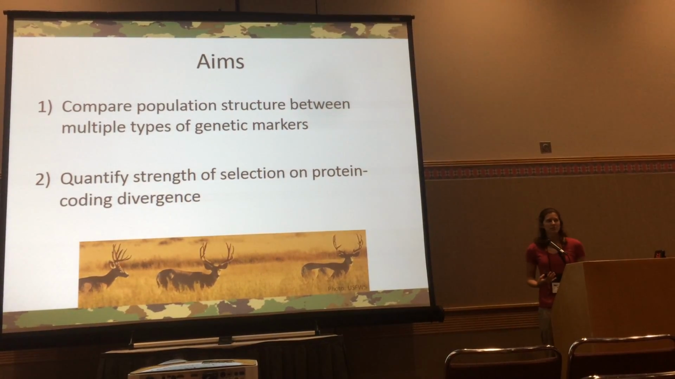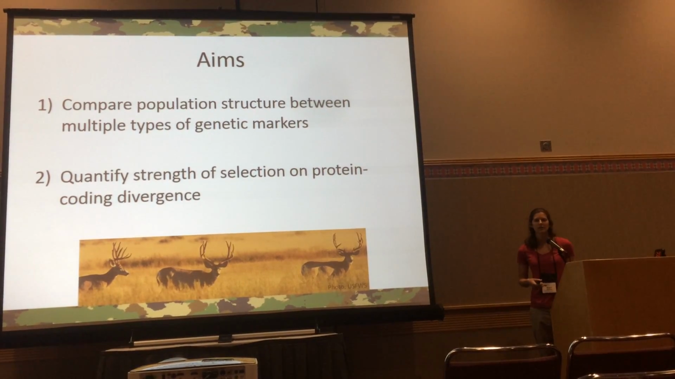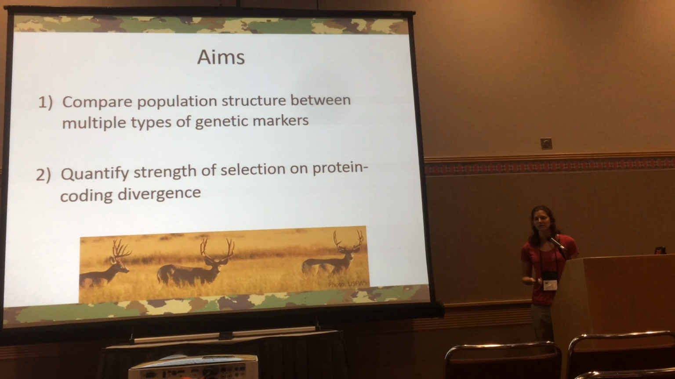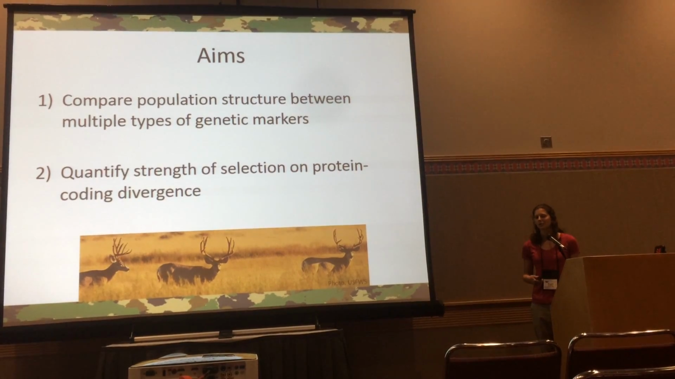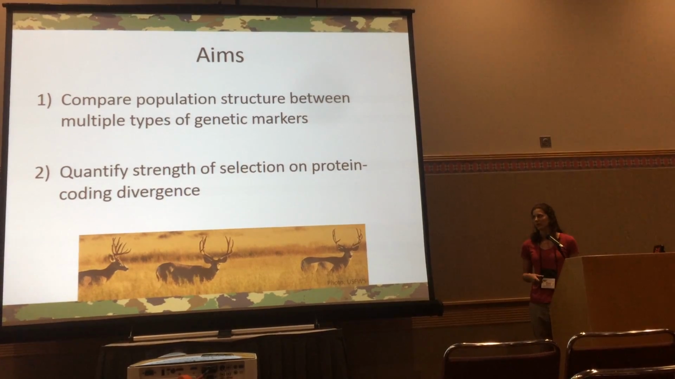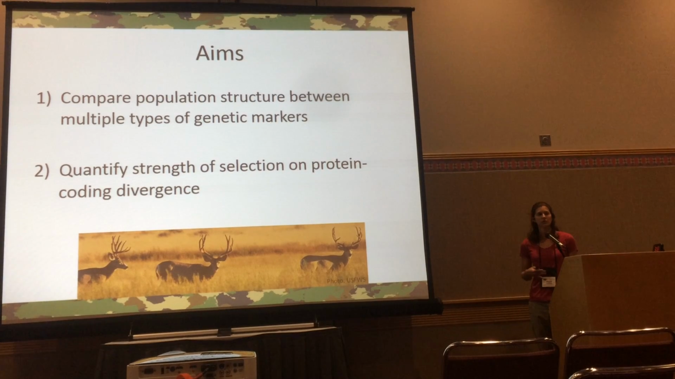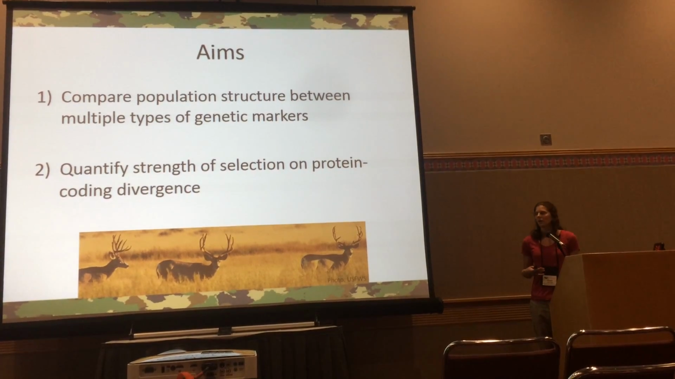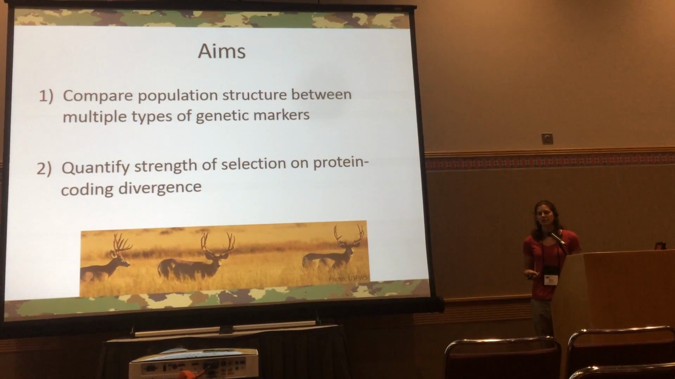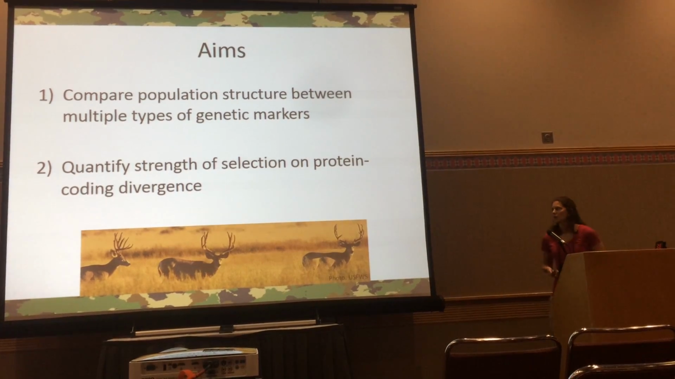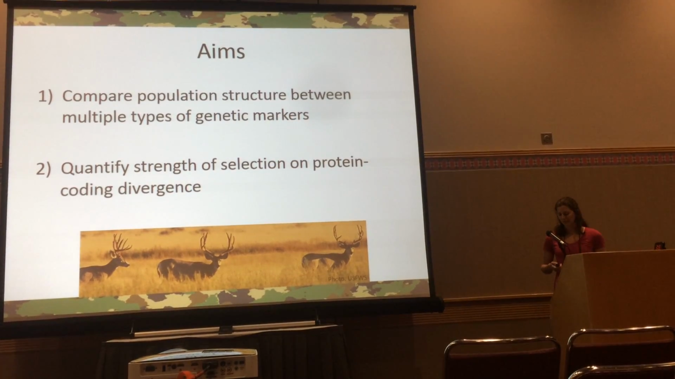So we had two main aims for this project. The first was to compare population structure using mitochondrial DNA, microsatellites, and SNPs in order to get a better grasp on the past and present dynamics of this swarm. And we also wanted to further use the SNPs to explore gene flow across the genome. And specifically, we wanted to quantify the strength of selection on protein coding divergence.